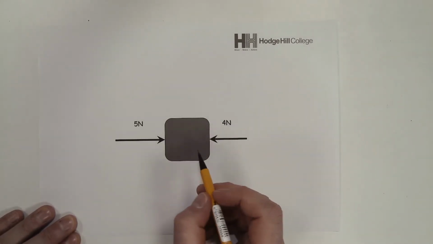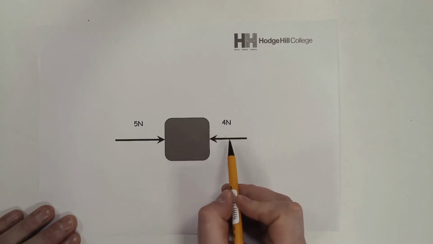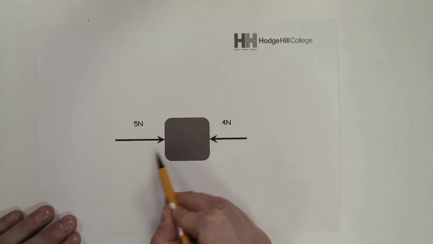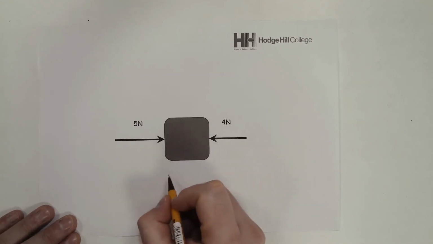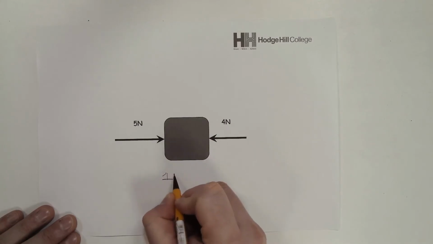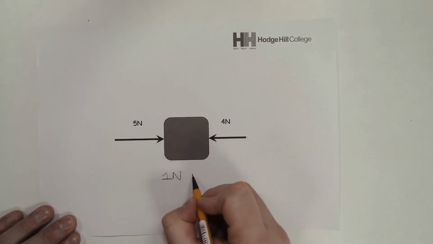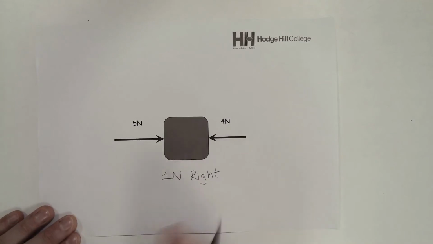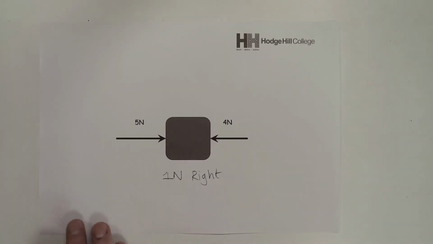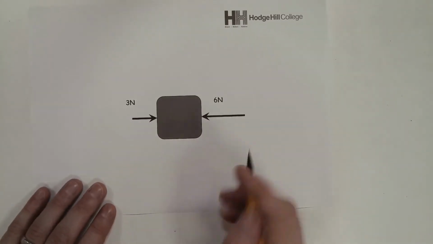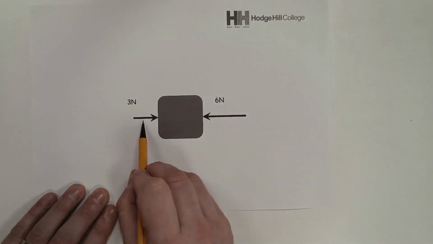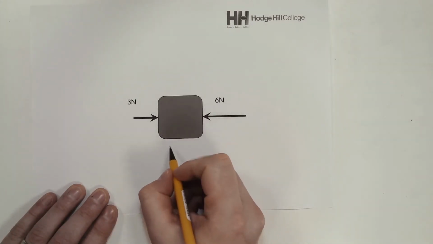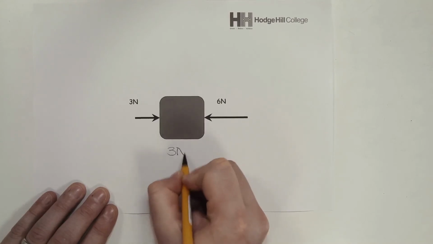Now, in order to work out the resultant force here, we're looking at 4 newtons in this direction and 5 newtons in that direction. So overall, our resultant force will be 1 newton in that direction. So 1 newton right. Okay, if we take another example, here we have 6 newtons working to the left, 3 newtons to the right, which means our overall resultant force will be 3 newtons left.